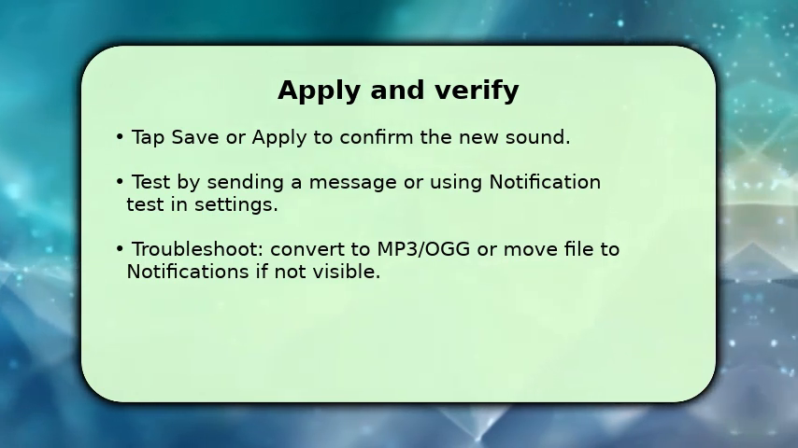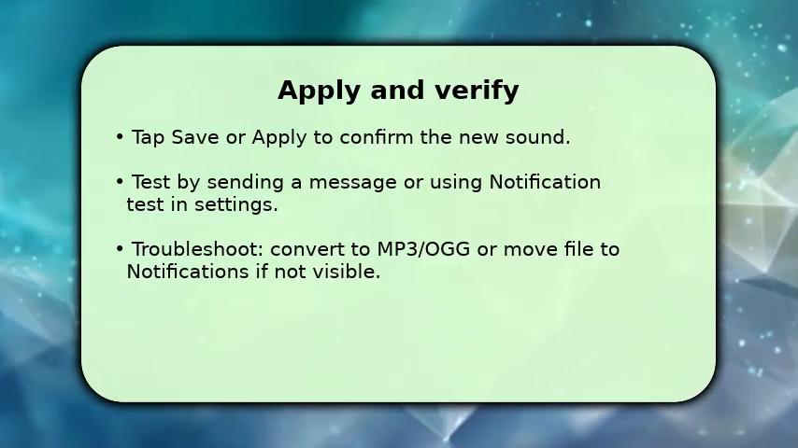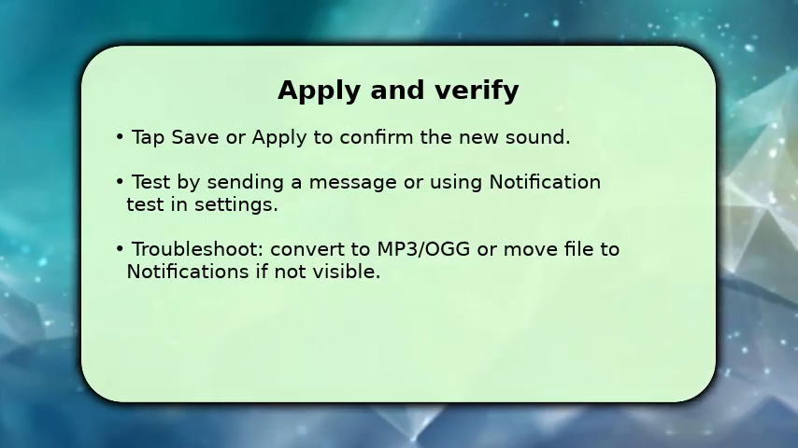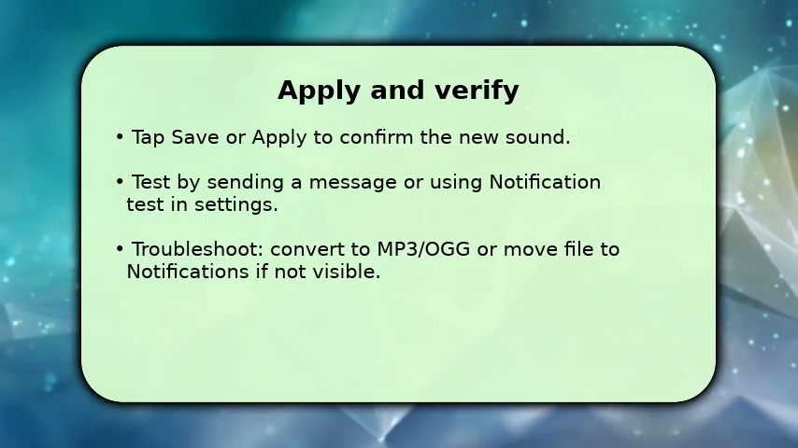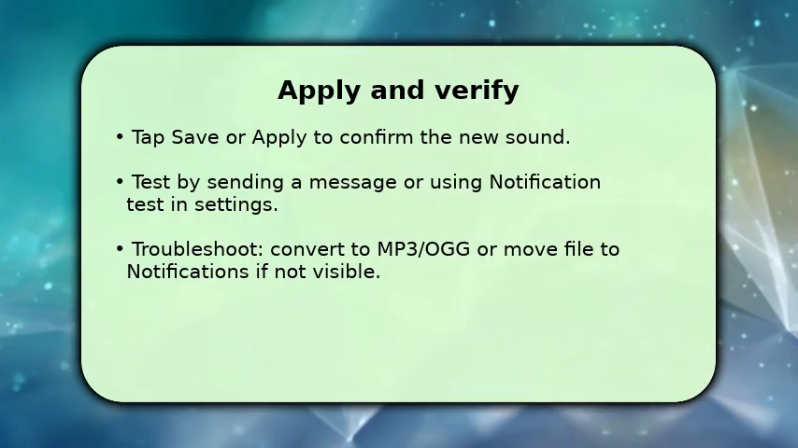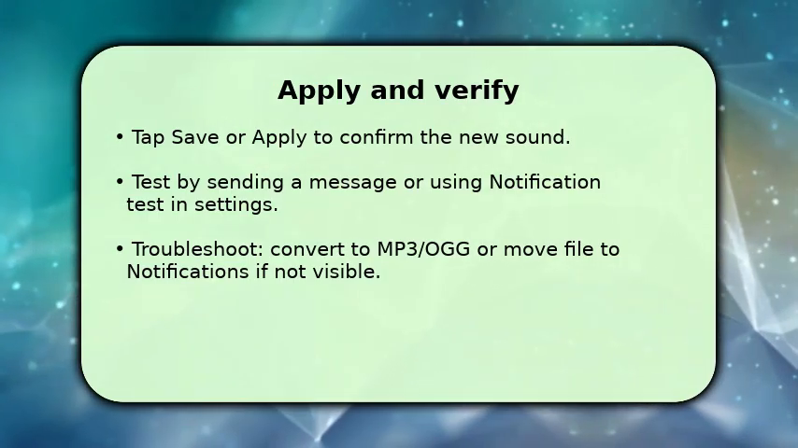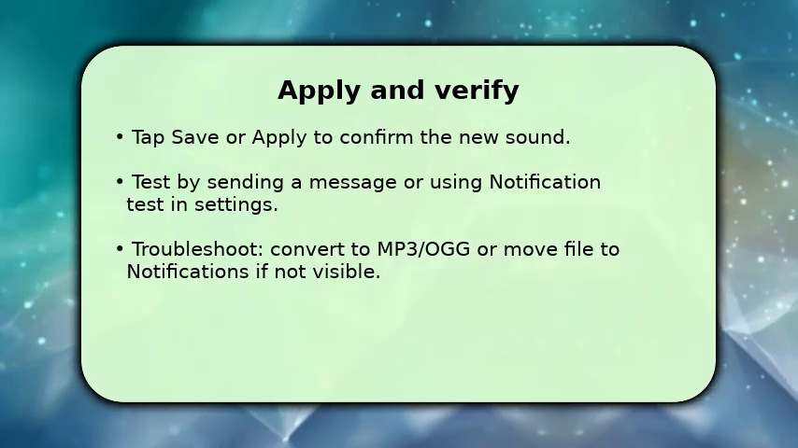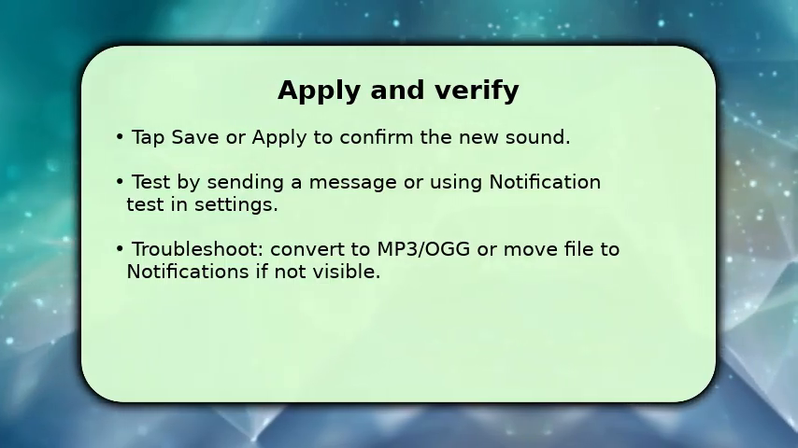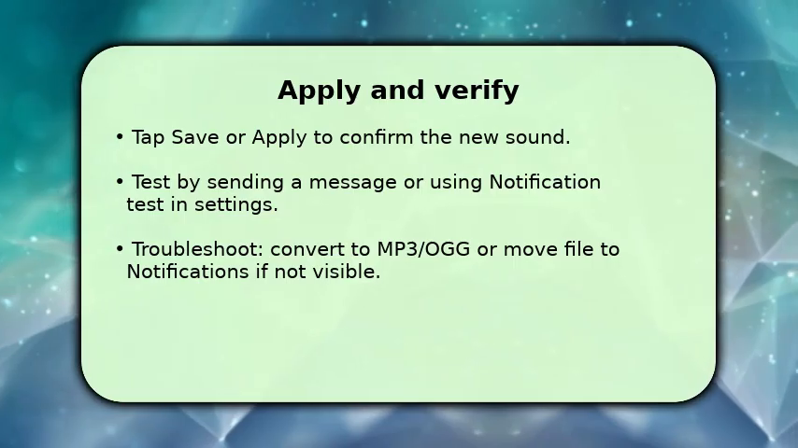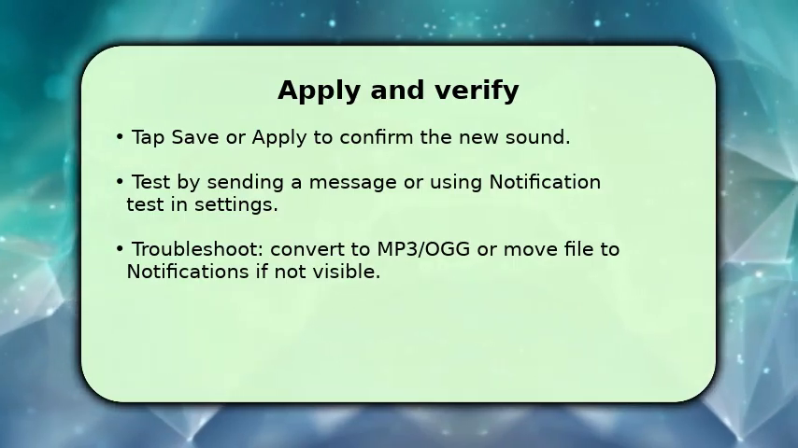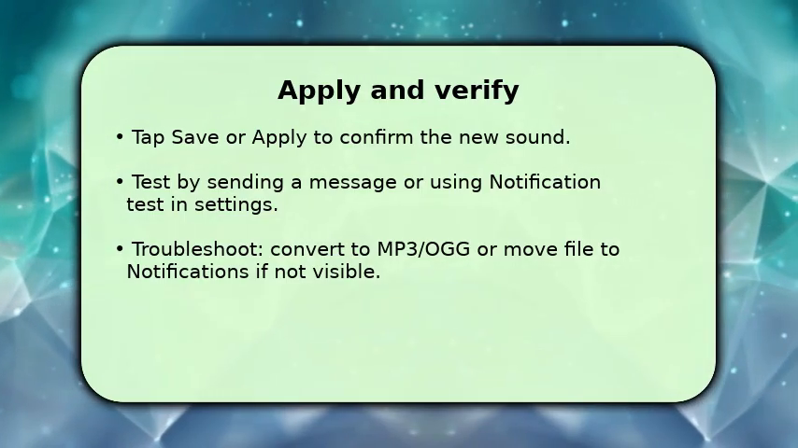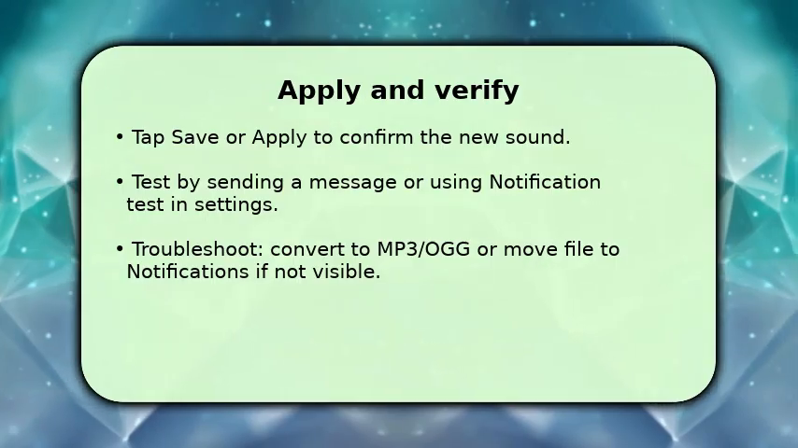After applying, test immediately by sending yourself a message or using the notification test option in Settings to confirm volume and timbre. If the custom tone doesn't show up, make sure it's in a supported format like MP3 or OGG and move it to the Notifications folder in internal storage. Then restart the phone. This often resolves visibility and permission hiccups.